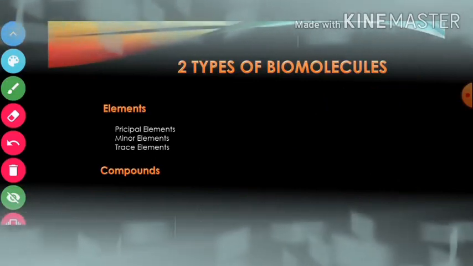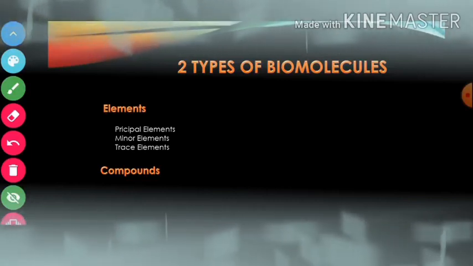The third category is the trace element. This group includes the remaining 12 elements of the list. Less than 1% of the cell content they form, and they also include both metals and non-metals.